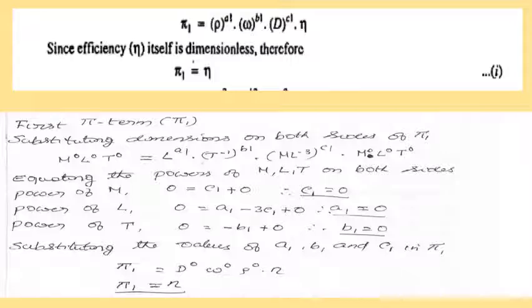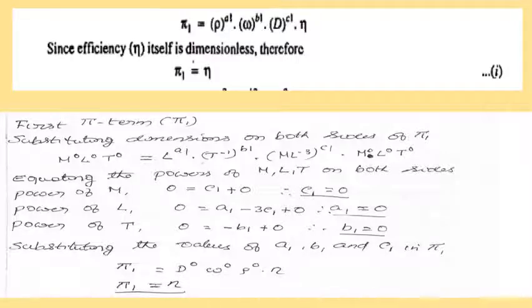Similarly, the power of L. On the left hand side, the power of L is 0. On the right hand side, L to the power a1 is there, so write it as a1. Then in the omega term there is no L. In the third, the density term, there is L to the power minus 3, and the power of c1, so we can write this expression as minus 3 c1. Simplify that.